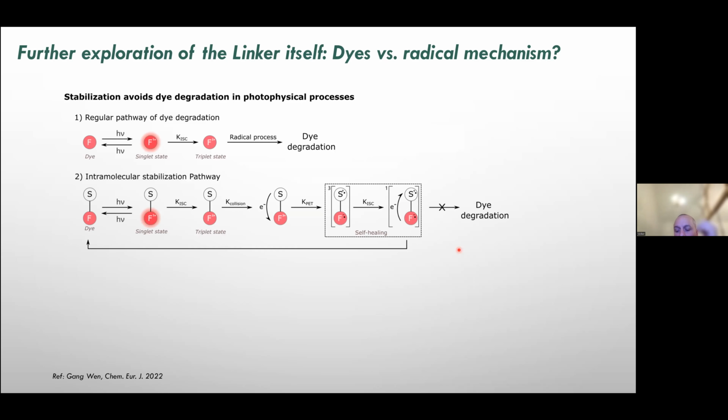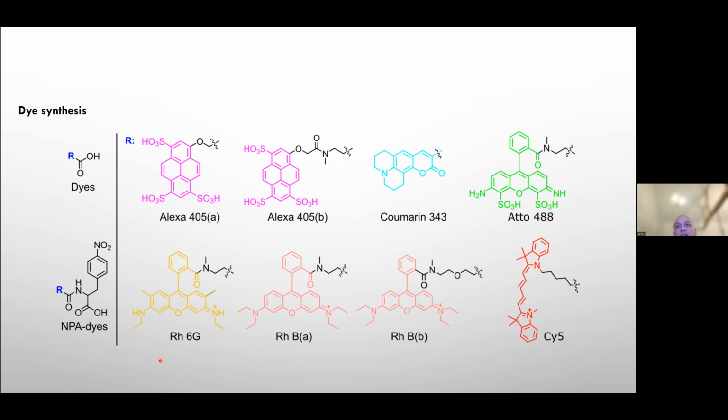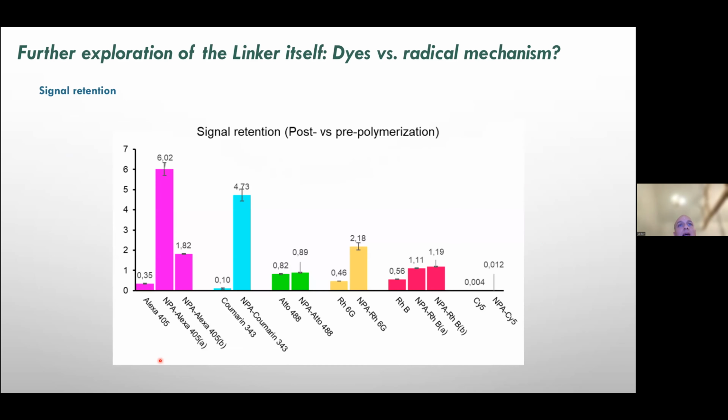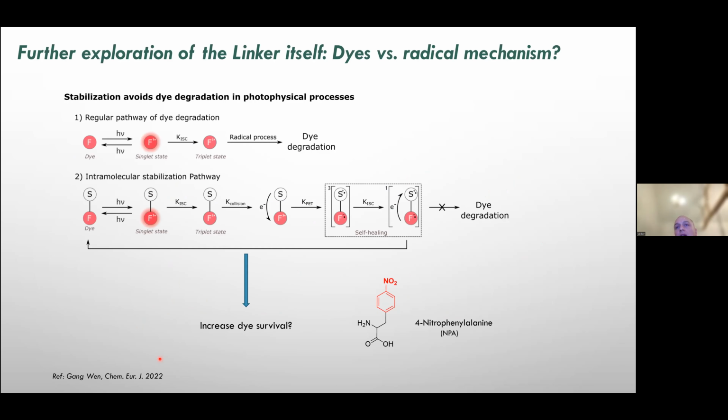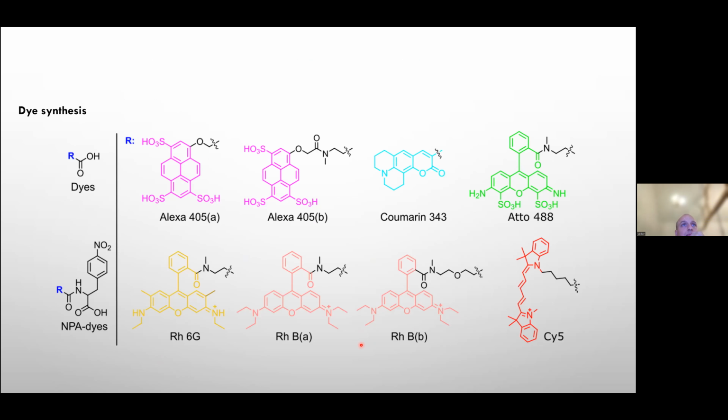I will quickly skip through this. You can look at it afterwards if you want to see some more, or refer to the manuscript from Gang here. But what does that look like? We take dyes, various dyes here, and we attach a stabilizing group. For example, in this case, nitrophenolalanine. In case the dye gets attacked by a radical, this group has the capability of taking on that radical and restoring the dye. That was the postulation here.